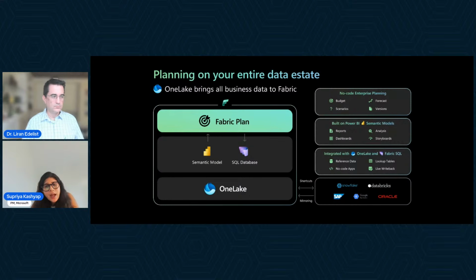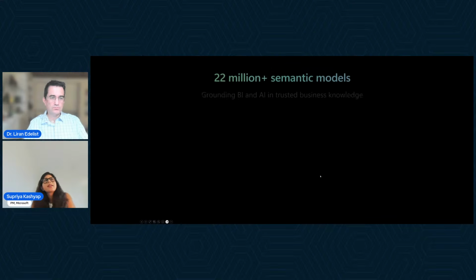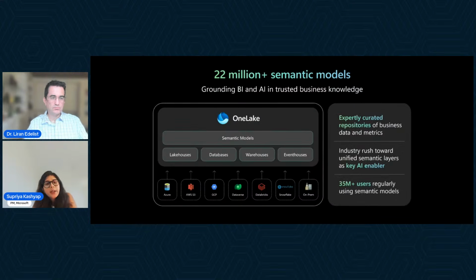On top of all of that sits Fabric Plan. So now your plan is taking the context from both OneLake and the semantic model. So now think about it. You already have your data in Power BI. You don't need to extract it. You don't need to build an Excel model. You don't need to load it back anywhere. We already sit on top of the semantic layer. So there is no data requirement step. There is no separate database. It's completely self-service. That's essentially what I talked about: with 22 million plus semantic models, you can ground your BI and AI in your business knowledge.